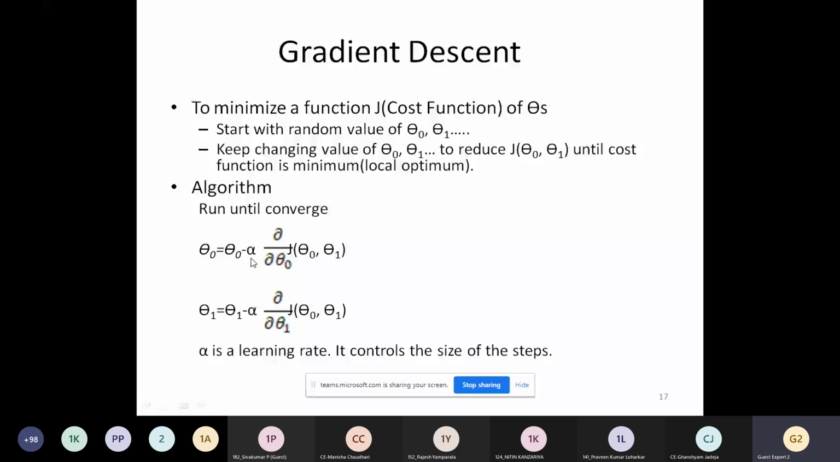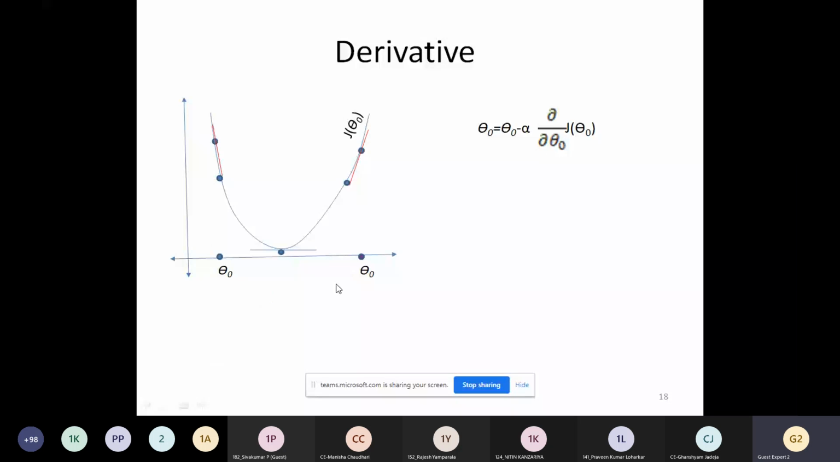Okay, how it works we'll see later. So alpha is the learning rate and this is the derivative of the cost function. Okay, now why are we using the partial derivative? In this graph, you can see that if we plot the cost function with different values of theta, we'll get this curve. This is the graph of the cost function with different values of theta.